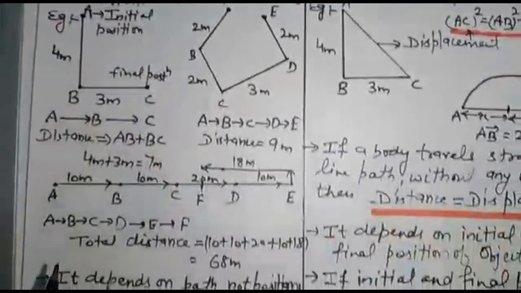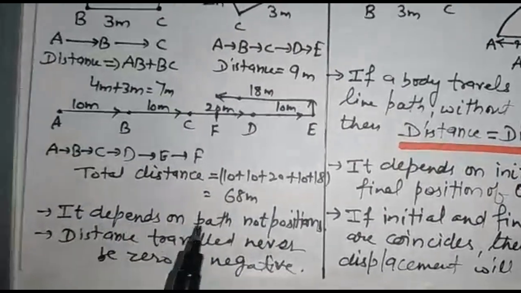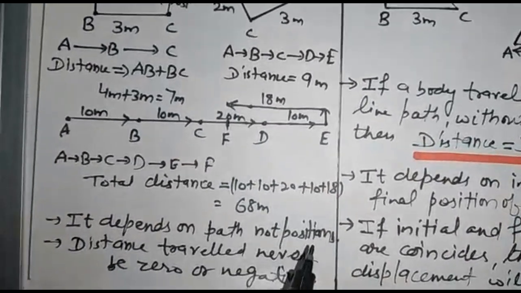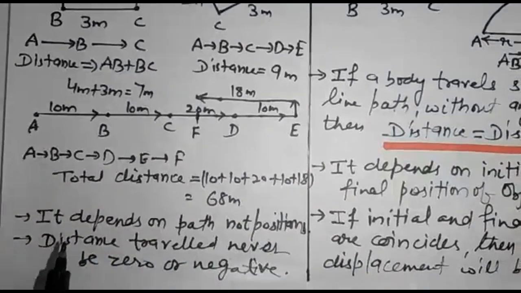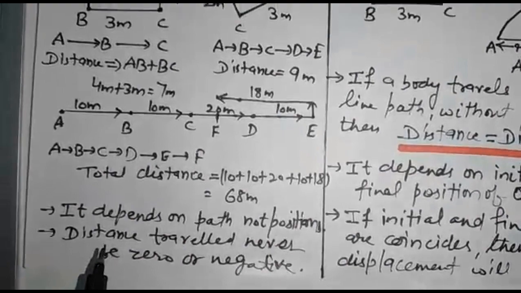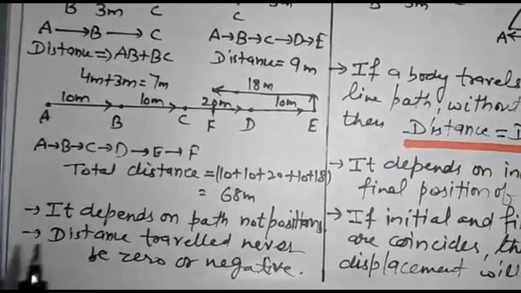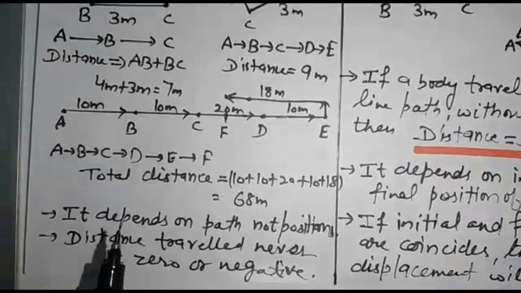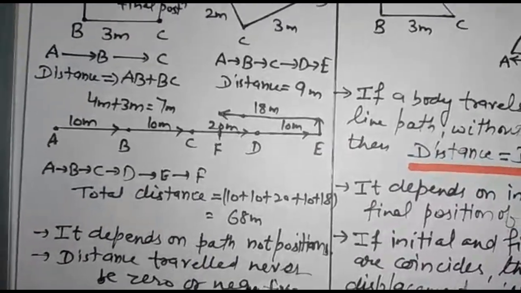Okay, fine. Now distance depends on the path. It depends on the path, not the position. Position means the initial or final position of the body. And the distance traveled by a body can never be zero or negative. If a body moves, it covers some path, and if it covers some path, then it has some length. So it cannot be zero or negative.